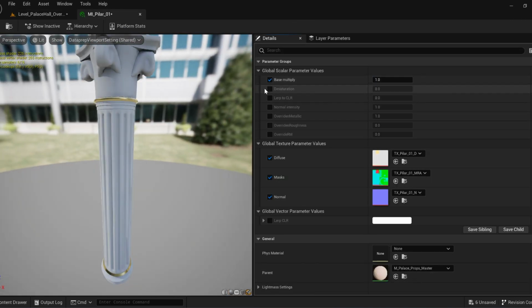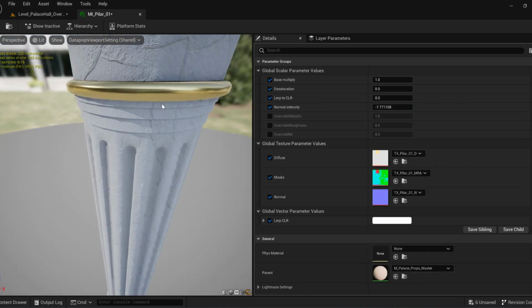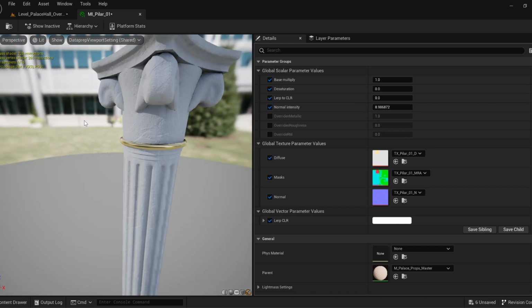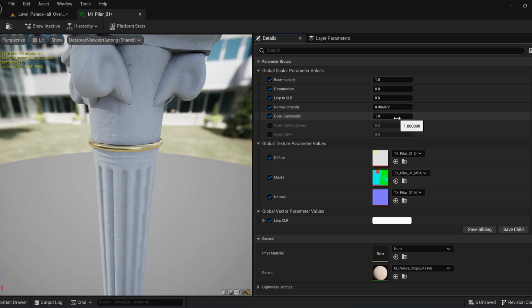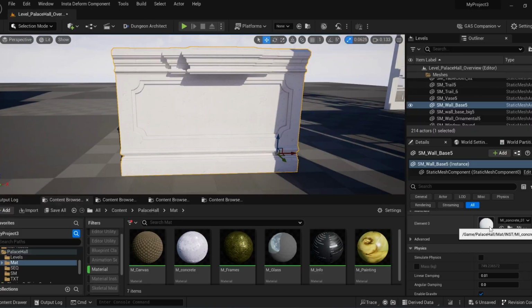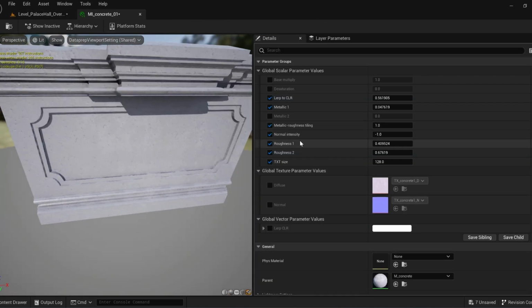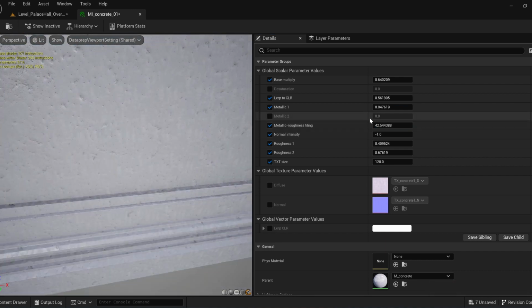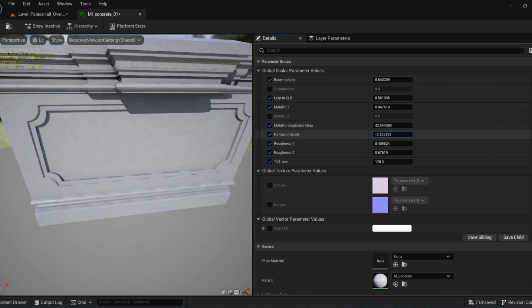As for pillar, we got a couple of parameters. First, the base multiply making it darker or lighter. The desaturation, I think, is just for set and lerp. If you make it 1, then the lerp color vector 3 parameter at the bottom will determine the color. Normal intensity, the name should give it away, along with these overrides. And as for this one, this concrete uses the world aligned texture. There are a couple of parameters here and there.